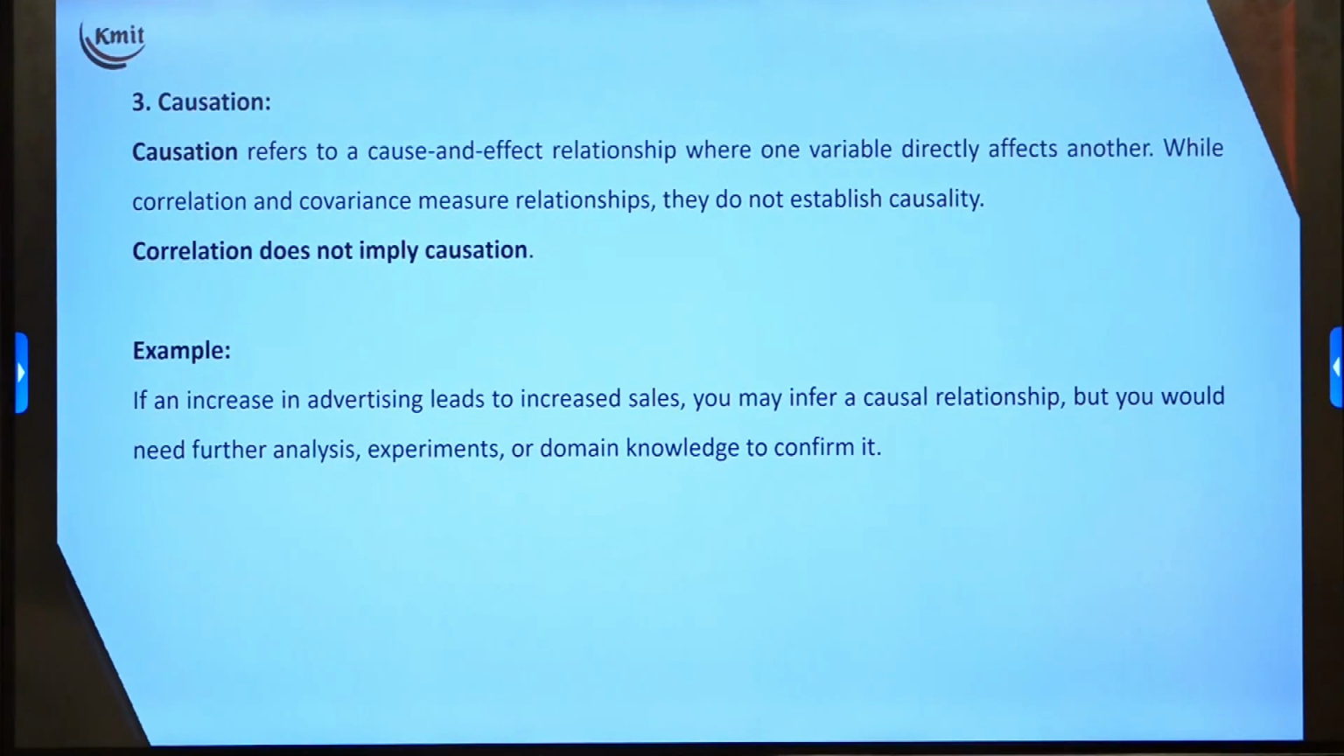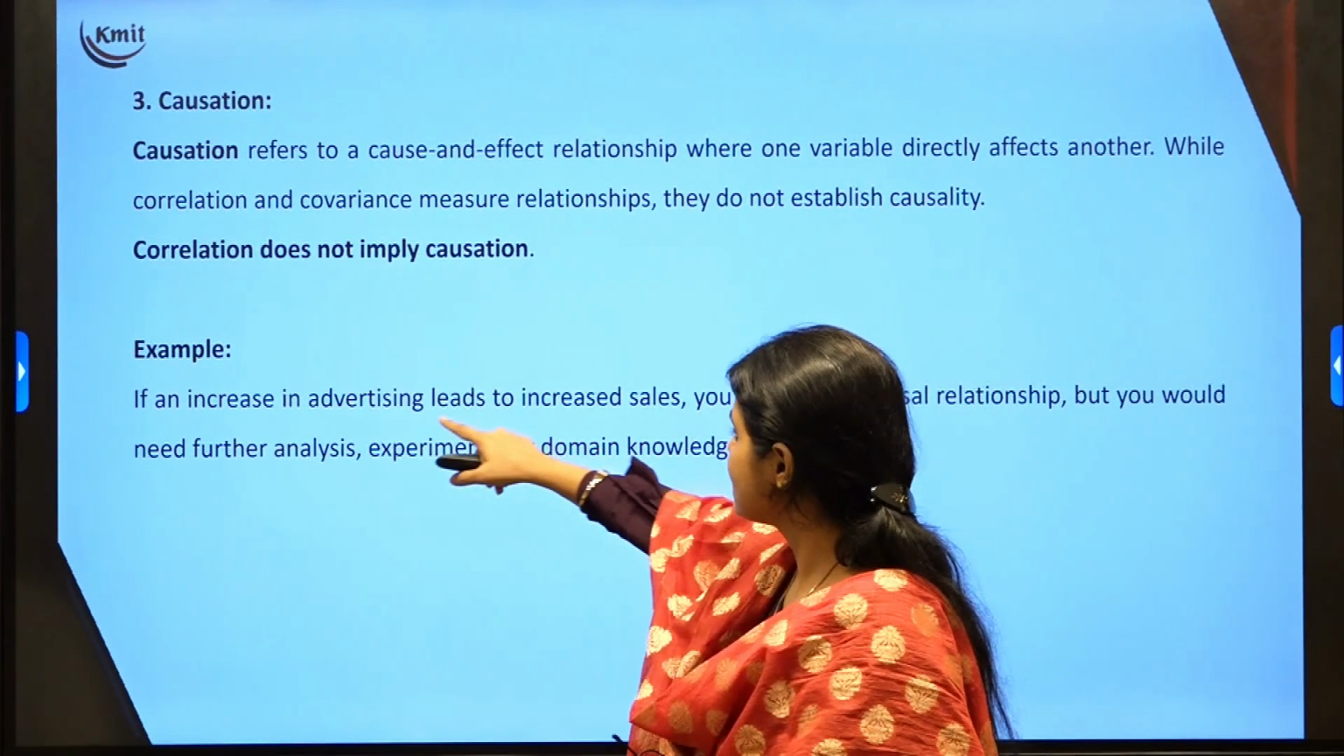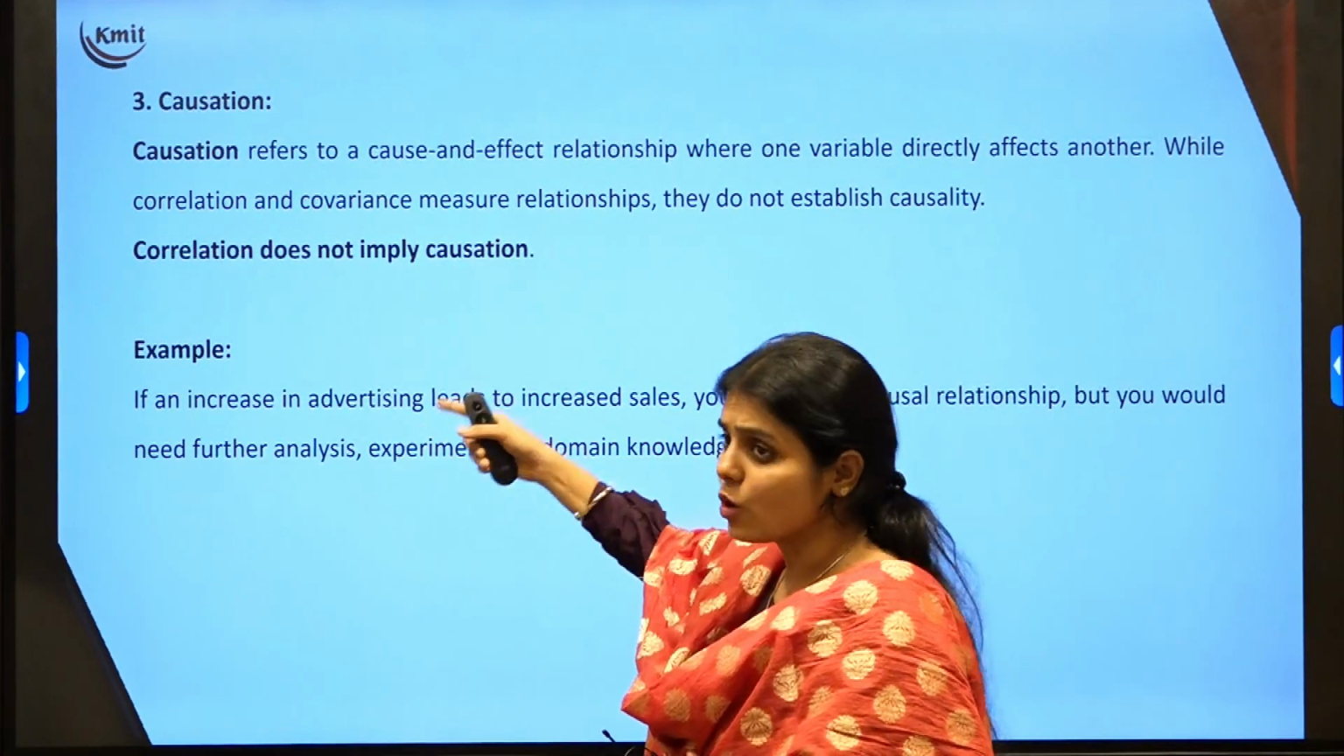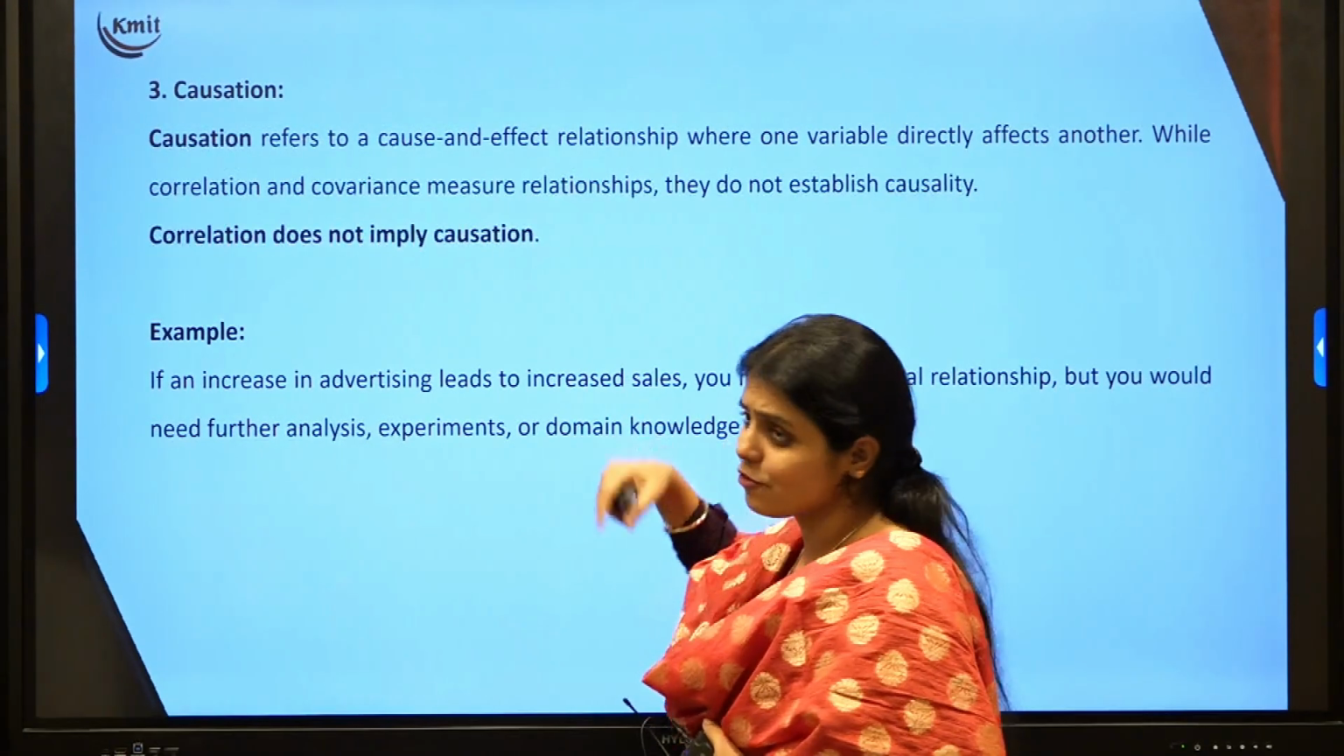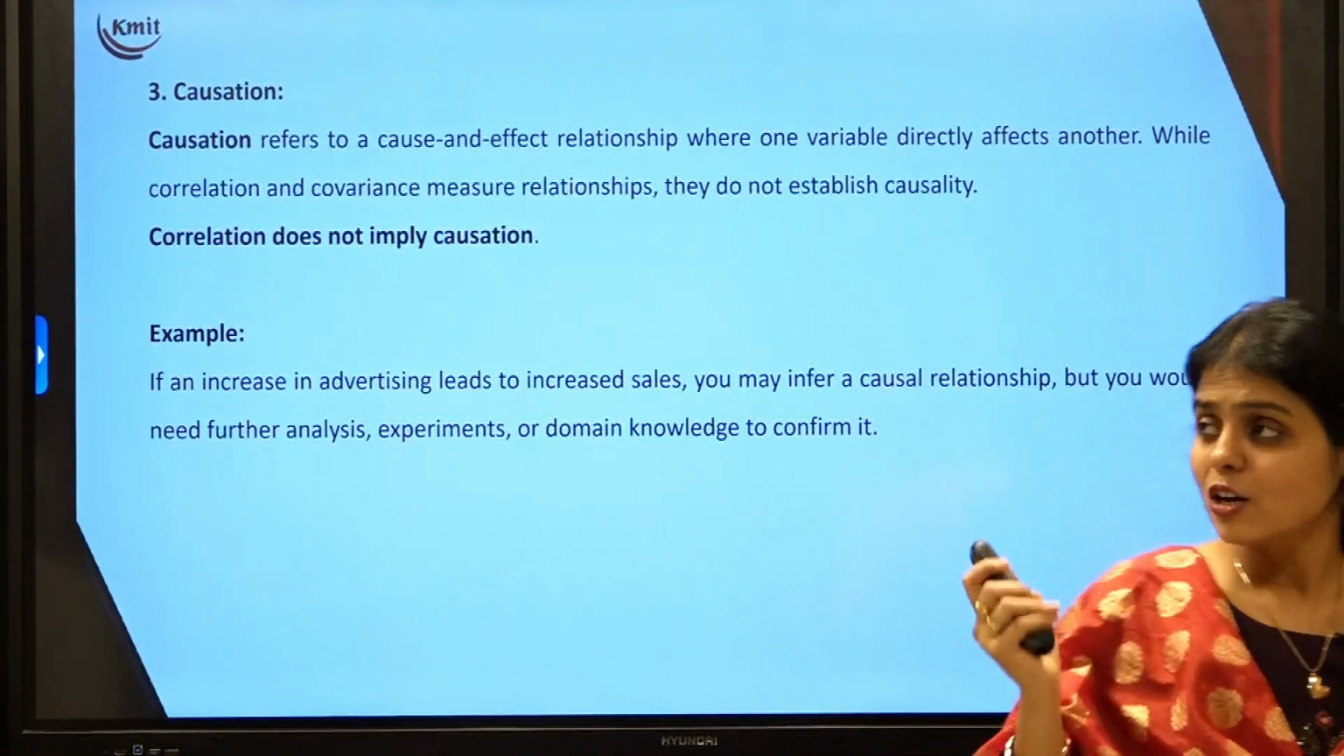Correlation does not imply causation, and vice versa. For example, if an increase in advertising leads to increased sales, you may infer a causal relationship, but you could also need further analysis. Sales may not depend only on advertising; there may be other parameters too, like domain knowledge, the experiments made on it, or the reviews and ratings of the product. Advertising leads to increasing sales, but other parameters may also affect it. This condition is called causation.